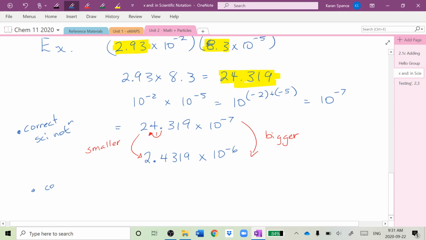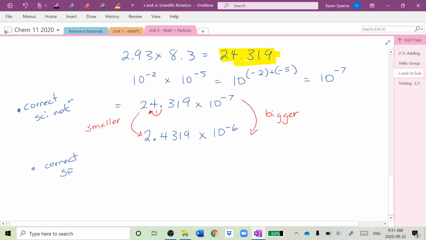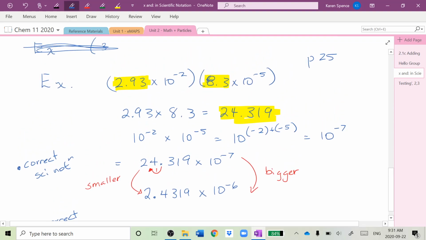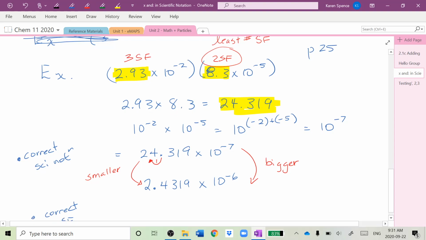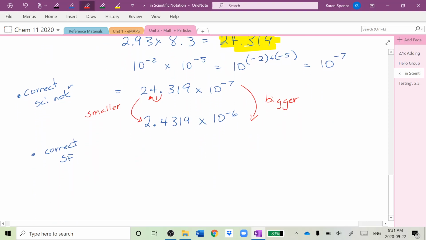Now we have to check for correct sig figs. And we get, oh, go back to our calculation. What were the numbers in our calculation? We had 2 sig figs for the 8.3, and we had 3 sig figs. Our multiplication rule says we must round to the least number of sig figs. So we need to round our answer to 2 sig figs. So this is then going to become 2.4, that's to 2 sig figs, times 10 to the negative 6.